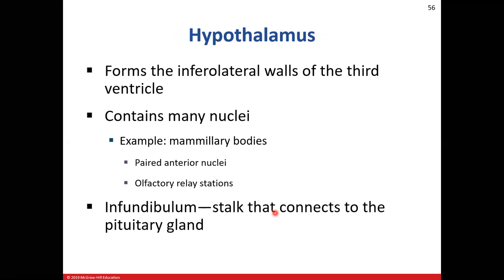The hypothalamus forms the infralateral walls of the third ventricle. It also, as the thalamus, contains many nuclei that include the mammillary bodies. These are also paired structures, so there is going to be a right and a left hypothalamus, which also include paired nuclei. One of the major functions of the hypothalamus is to act as an olfactory relay station. And one of the hallmarks here is that it does contain the infundibulum, which is essentially the stalk that connects to the pituitary gland.